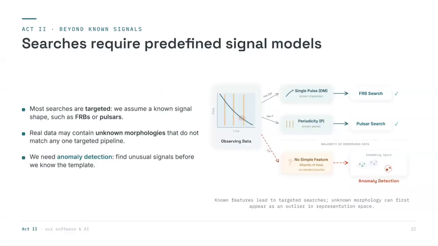After we automated the full FRB data workflow, we started to think about a broader question. Most search pipelines start from a known signal model. For FRBs, we search for the dispersed single pulse. And for pulsars, we search for periodic signals.